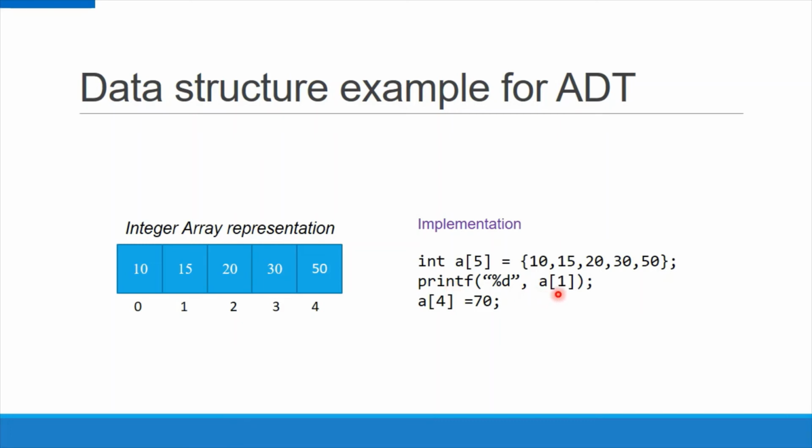Which value am I going to display? Here printf is used since I'm using C language. So here a[1]. This 1 represents the index value of the array. Just see the index position. At index position 1, which element is residing? 15. So this statement will print 15 as output.